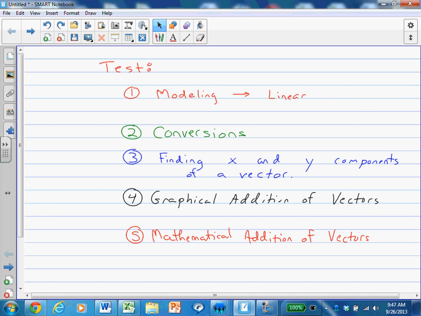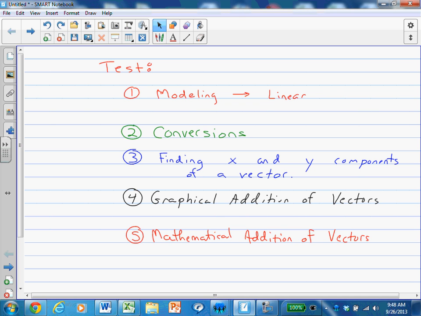Then you find the x and y components of a vector. Then you do the graphical addition of vectors, and then the mathematical addition of vectors. So the graphical addition of vectors, that was the one where it's like you have, no, that's the mathematical one.